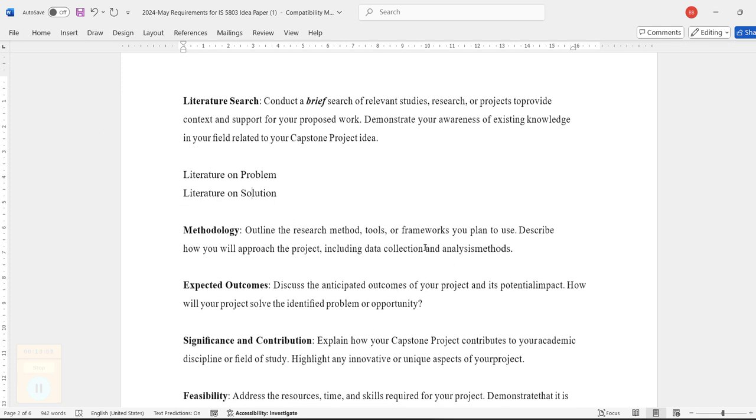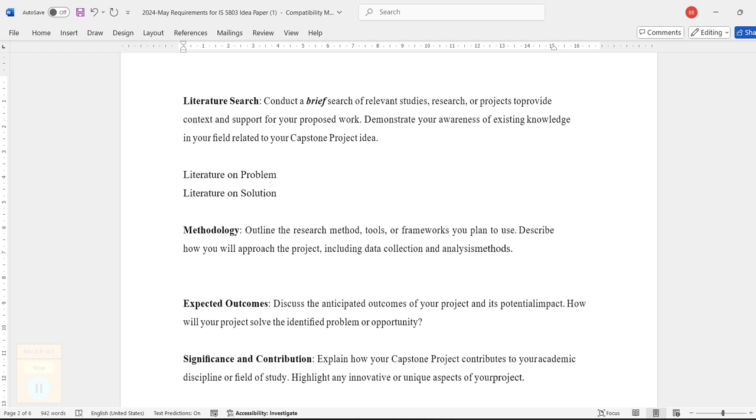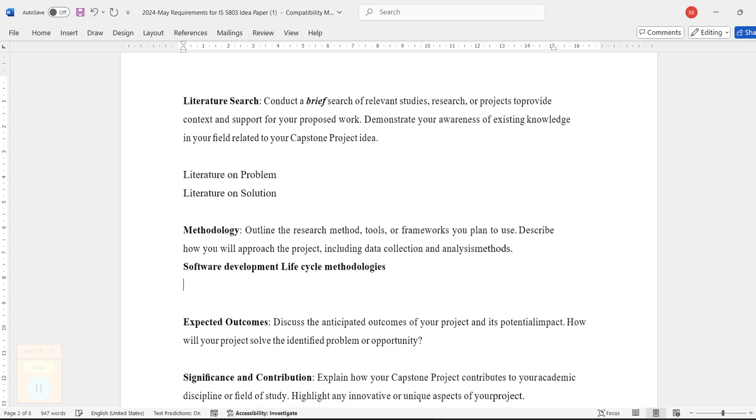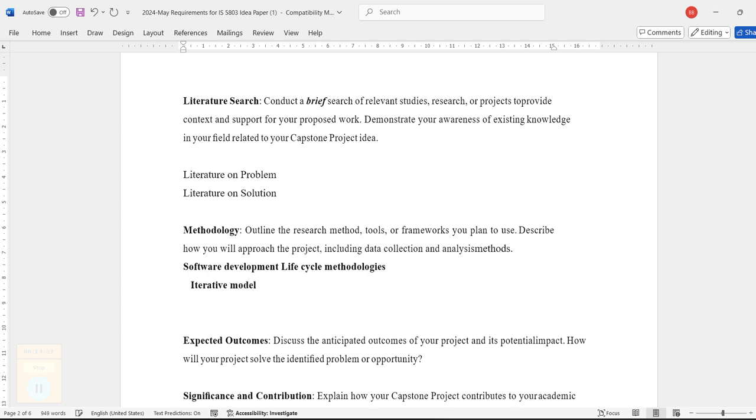Next, methodology. Usually while working on software development applications, we use software development life cycle methodologies. In this, there are different types of methodologies. Select the iterative model or the agile model.